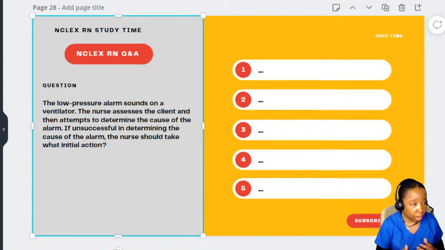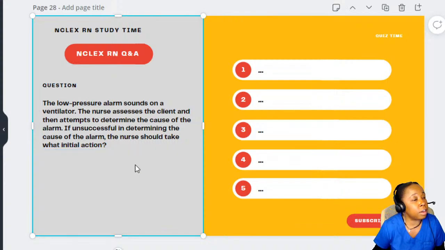Normally that kind of alarm she heard, we call it low pressure alarm. We have low pressure alarm and we have high pressure alarm. Each of them means something different. That's very important that you know about the alarm sounds of the ventilator, guys, before you take your NCLEX exam.